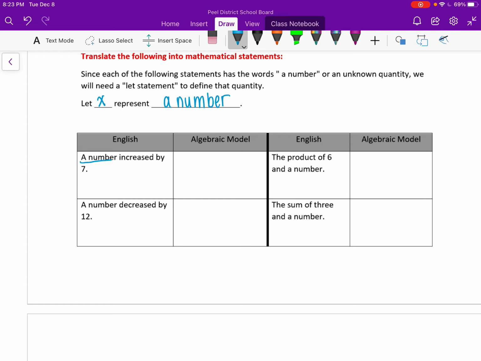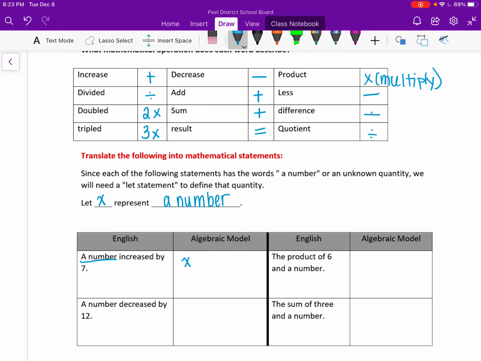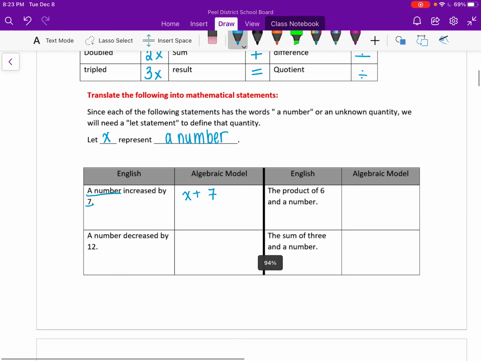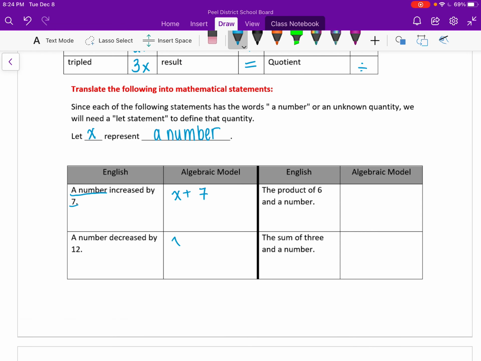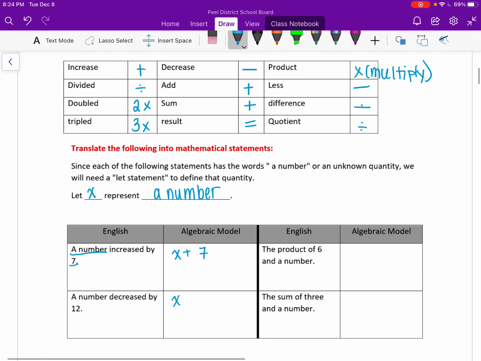So what I'm going to do is I'm basically going to go in here and replace every time it says a number is increased by 7, I'm going to replace it with x. I know increased by is plus, and then it's increased by 7. Right? A number, so x represents a number, is decreased. So we're going to go back here and find decrease. It's right here. And it's a subtract by 12.